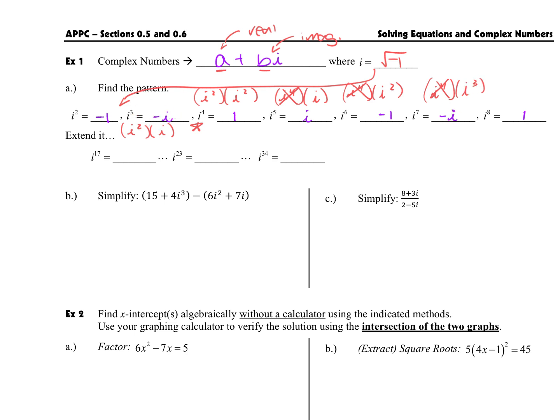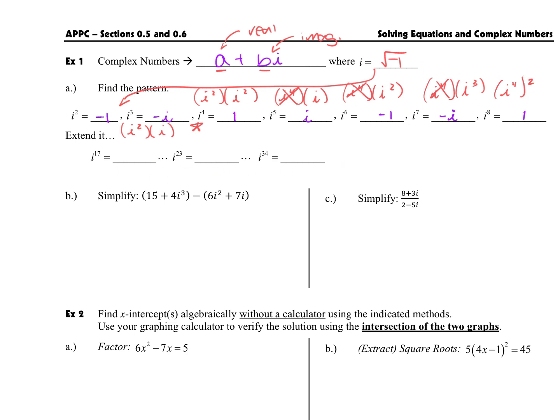There's the -i. Now, when I get to this i to the eighth, I'm going to write it a little differently. Instead of writing i to the fourth times i to the fourth, I'm going to write i to the fourth squared. These two exponents multiply to give us our 8. This idea is what I'll use for the extension. i to the fourth is just 1. 1 squared is 1.